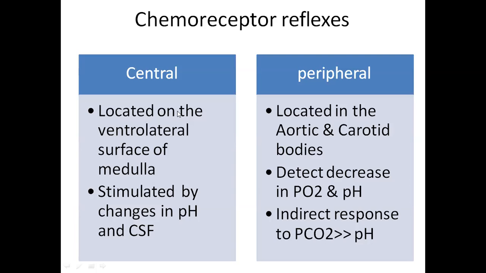And in peripheral chemoreceptors, the receptors receive the changes in carbon dioxide, oxygen, and pH; these are the key peripheral chemoreceptors. These peripheral chemoreceptors are located mainly in two regions. They are the aortic bodies and carotid bodies. And they will indirectly respond to the carbon dioxide concentration, but they will directly react to the oxygen concentration and pH changes.